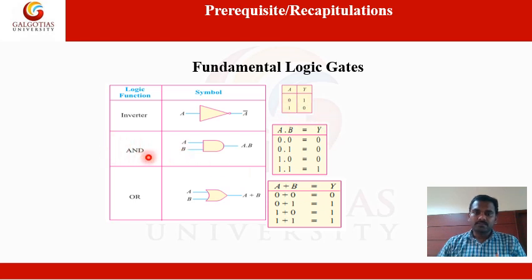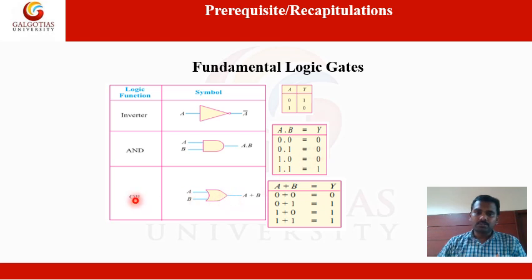The second fundamental logic gate is the AND gate, in which two or more inputs can be there, and the output will be the product of the inputs. So if we have two inputs, let's say A and B, then the output will be A dot B, which is the product of inputs A and B. In the corresponding truth table, we can see that in the AND gate we will have output 1 only when both the inputs are 1. Otherwise we will have output 0.